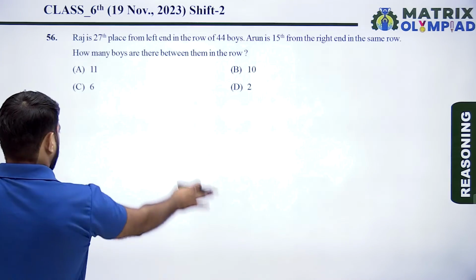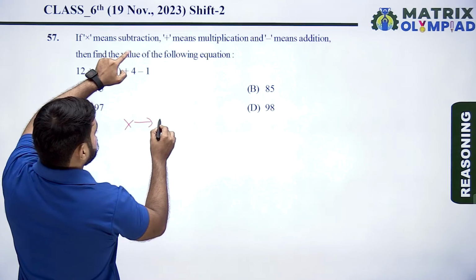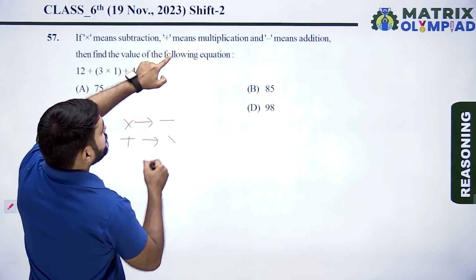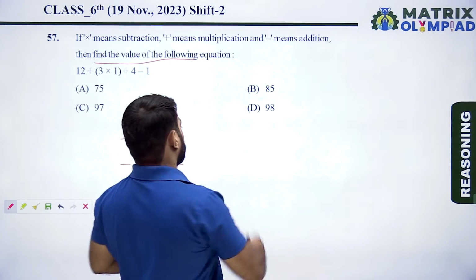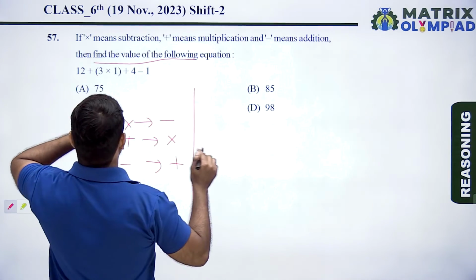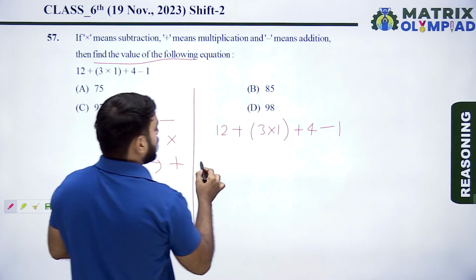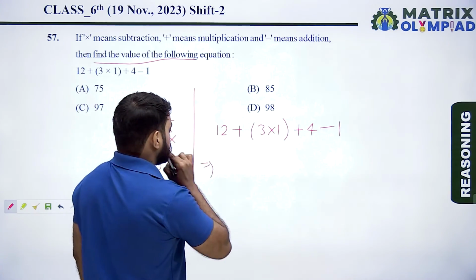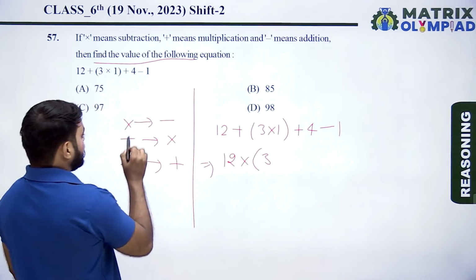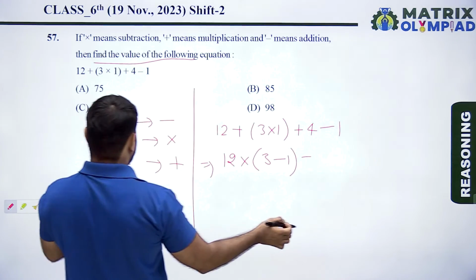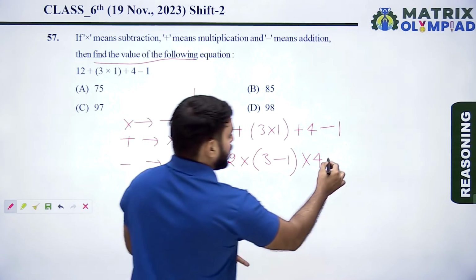Now let's move on to the next question. So next question is question number 57. If multiply means subtraction, plus means multiplication, and minus means addition, then find the value of the following equation. So the equation is 12 plus 3 multiplied by 1 plus 4 minus 1. Now substitute the signs. So 12 plus means multiply by 3. Multiply means minus 1. Plus means multiply, multiply by 4. Minus means plus 1.